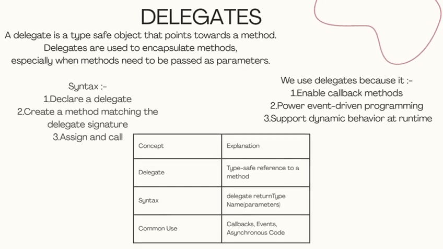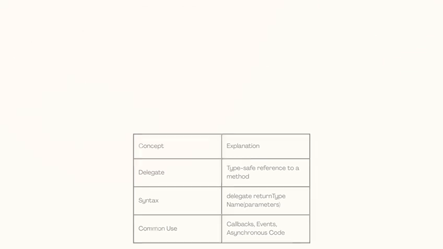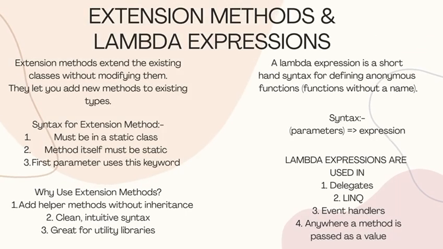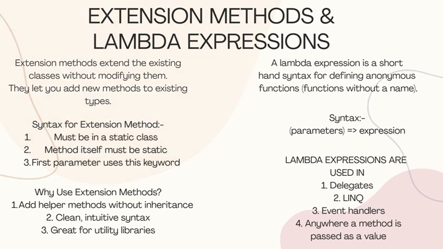Delegates are type-safe references to methods. They let us pass methods as parameters, power event-driven code, and support callbacks. Think of them as function pointers, but safer and more powerful in C#. Extension methods allow us to add new methods to existing classes without changing their source. Lambda expressions are shorthand anonymous functions, used in delegates, LINQ, and event handlers for cleaner, more functional code.